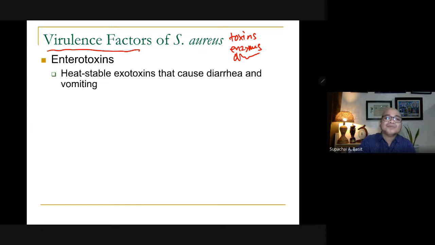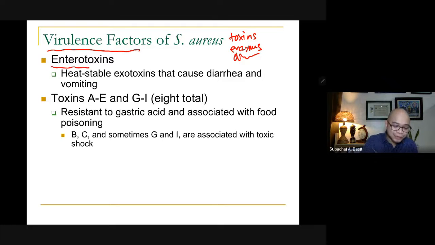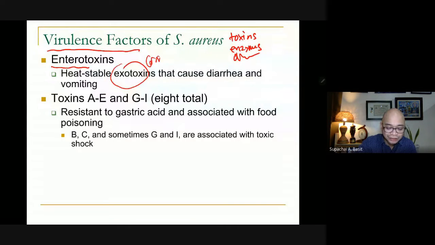So one of them is enterotoxin. Obviously, when you say entero, we are referring to the target site or the target organ, which are the epithelial cells of the intestine. And enterotoxins are heat stable exotoxins. So, di ba, exotoxins are found in gram-positive bacteria and they may cause diarrhea and vomiting.